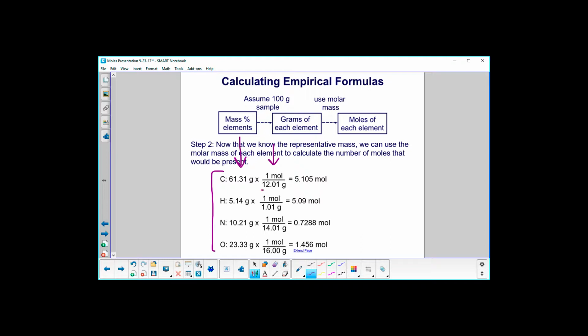So carbon, 12.01 grams, that's 1 mole. Hydrogen, the AMU converts over to grams, that's 1.01 grams. Nitrogen has an atomic weight of 14.01, and oxygen, 16. We do the mass, and we go out an extra sig fig, so we can fix that at the end and go back to what we're allowed, but we have 5.105 moles of carbon, 5.09 moles of hydrogen, and so on. So now we've done this, this, and this.